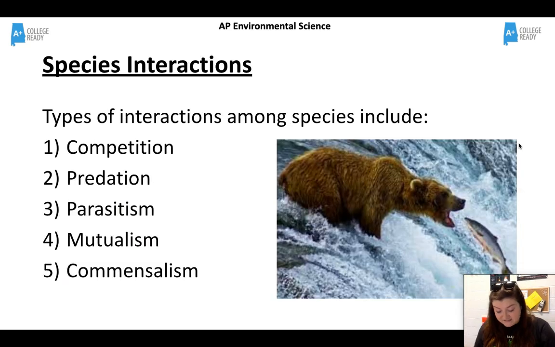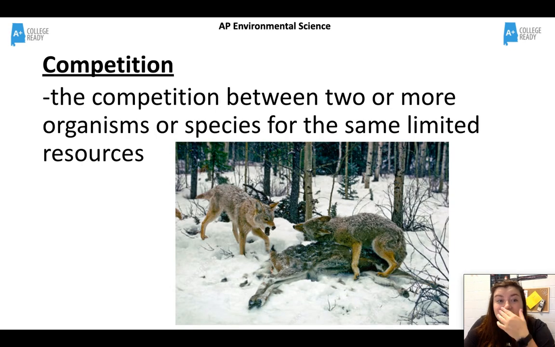Species interactions. You've probably heard of most of these things before. I got too excited talking about decomposers. There's a lot. Well, there's five: competition, predation, parasitism, mutualism, and commensalism. They're all pretty self-explanatory when you think about it.